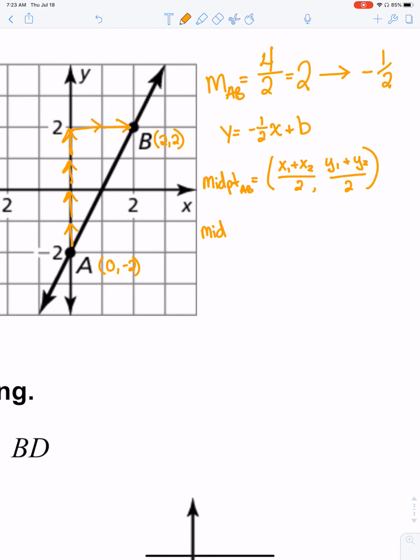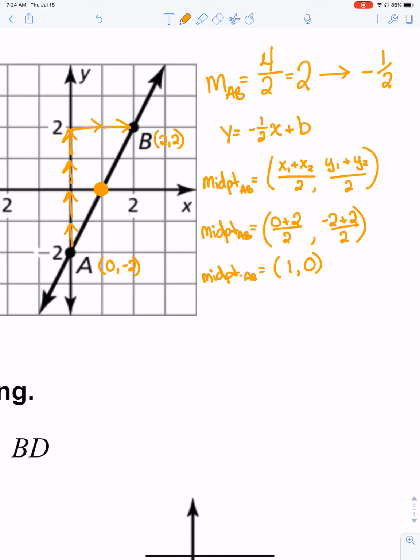So the midpoint of AB is equal to x1, which is 0, plus x2, which is 2, over 2, and y1, which is negative 2, plus y2, which is 2, over 2. Okay, which gives me a midpoint AB at 0 plus 2 is 2, over 2 is 1. Negative 2 plus 2 is 0, over 2 is 0. So I have a midpoint for AB at positive 1, 0. So this is my midpoint. This is the point that my perpendicular bisector must run through.